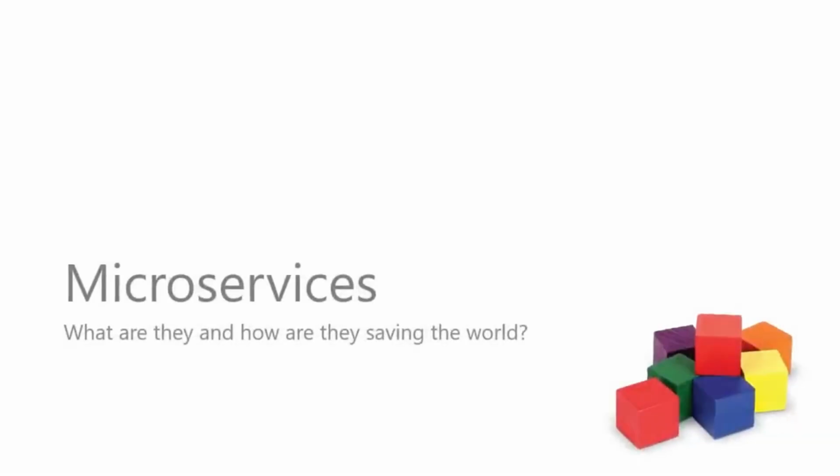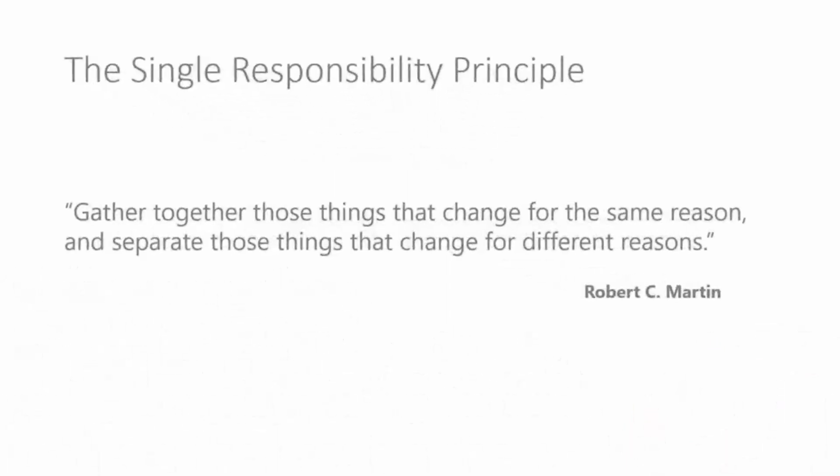All right, so let's come on to talking about microservices now. We've done enough introductory stuff. So what are they? And rather facetiously, I'm saying, how are they saving the world? Not being totally serious when I say that. So let's look at this idea of a single responsibility principle, which was coined by this chap, Robert C. Martin. And what he's saying is, gather together those things that change for the same reason and separate out those things that change for different reasons.